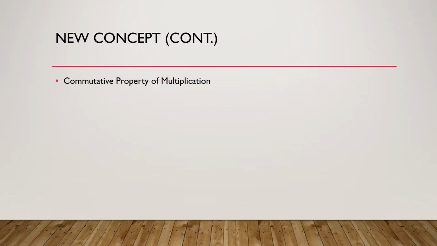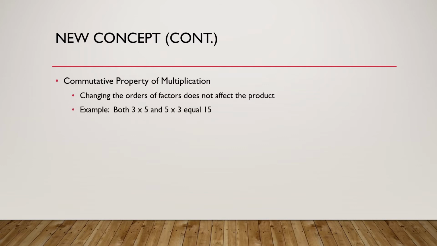So what I just showed you at the end on that multiplication table is called the commutative property of multiplication. That means changing the order of the factors. Remember, factors are the numbers that we're multiplying together, and the product is the answer in a multiplication problem. So changing the order of those factors does not change your product. Here's another example. 3 times 5 and 5 times 3 both equal 15. It doesn't matter what order you put the numbers in. That's the commutative property.